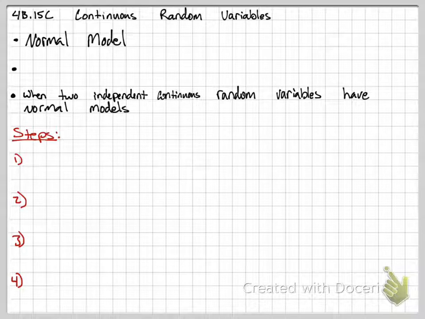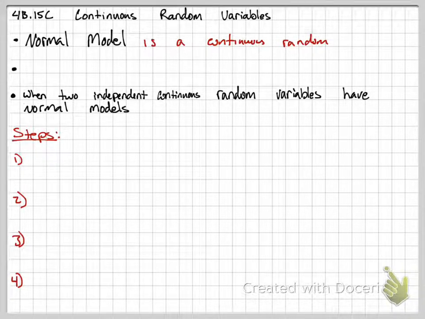The first one is our normal model. And if you guys recall that from part 1, we're going to do a lot with our normal stuff again, NCDFs. Alright, normal model is a continuous random variable. The reason why we like normal models is they are a continuous random variable. Everything's a little bit easier to use when it's a normal model.